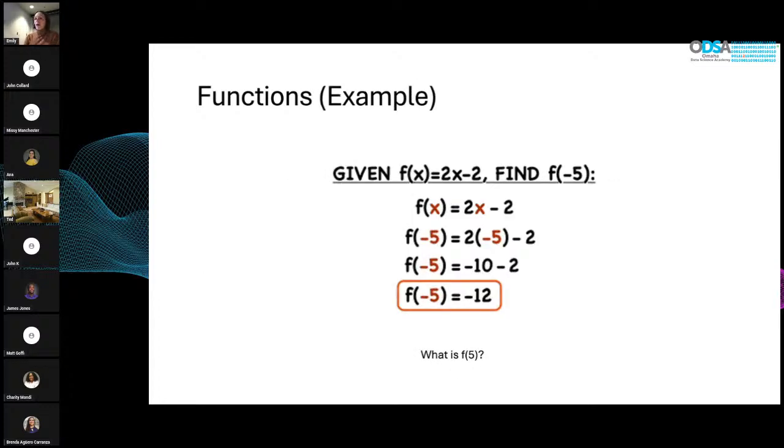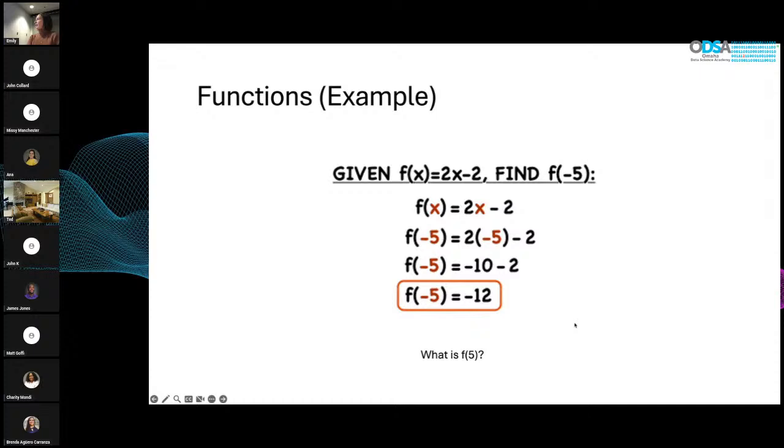So if we remember back to our linear function, our y equals mx plus b, we have our f of x equals 2x minus 2. And this is the same thing I talked about before, if we want to find f at -5. What is f at -5? We put -5 in here. 2 times -5 is -10. So that's -10 minus 2. F at -5 is equal to -12.